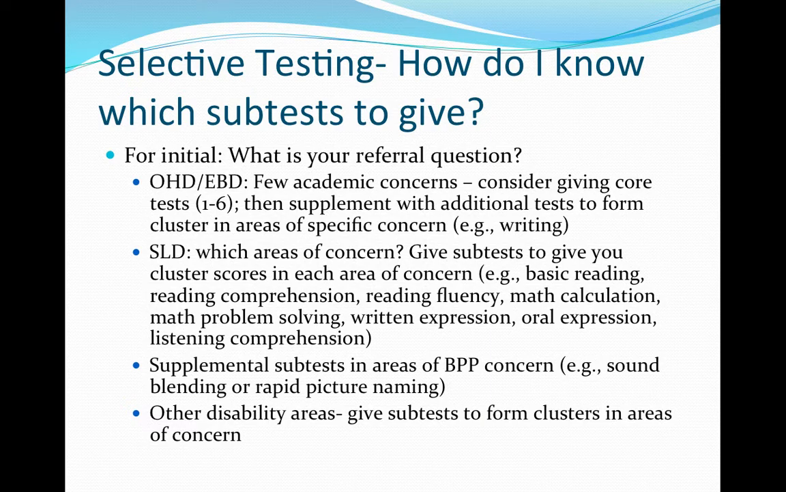For an initial, you can still be selective by administering only the first 6 subtests. This is 2 subtests in each academic area and omits the fluency test. If fluency is a concern, you could also administer these subtests.